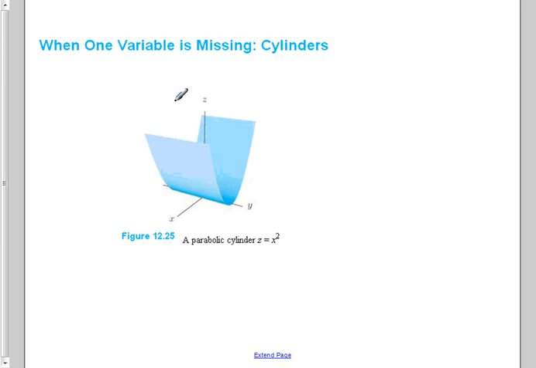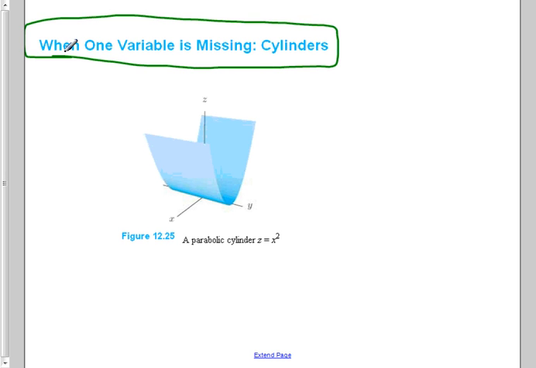Okay, more graphs. So we've seen the saddle. Now we're talking about when one variable is missing. When one variable is missing, we get something that's called a parabolic cylinder. So cylinder, think holding something, and parabola being the shape of a parabola. So we've got the parabolic cylinder z equals x squared.